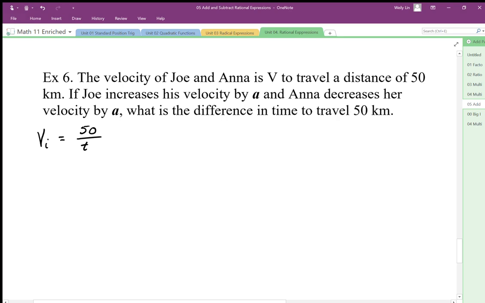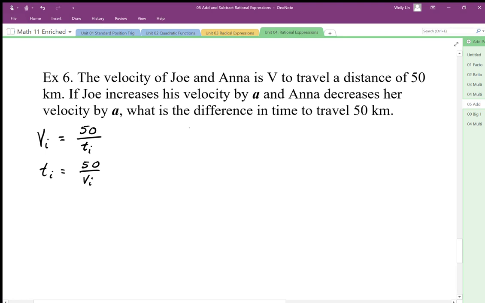In this case, this is my time initial. We want to know the difference in the time for Anna and the time for Joe, so we need to rewrite this expression in terms of time. So time is equal to 50 over the initial velocity. This is the time at the beginning for both of them, but one of them is going to slow down and one of them is going to speed up.